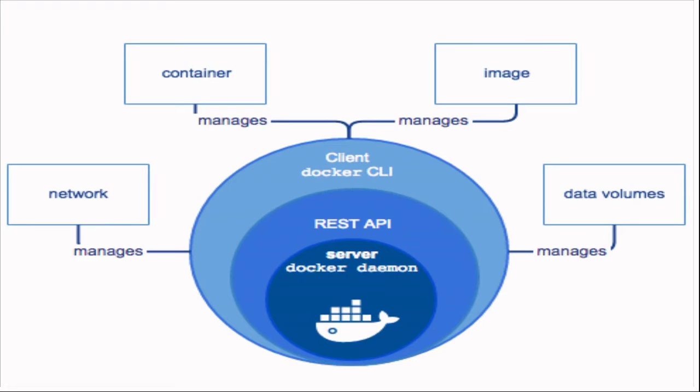So let's have a look at the Docker architecture. First, this is the Docker server or Docker daemon, and this connects via REST APIs to the Docker client. So basically, when you fire some Docker run image name command, it connects to the Docker server via REST API. And this Docker daemon manages networks, containers, images, and data volumes. There is a common misconception that a container is Docker, which is not true.